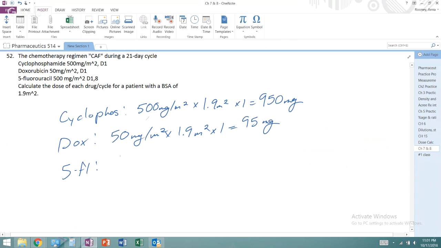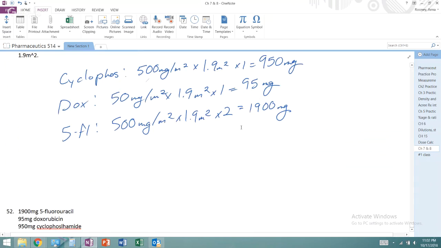And then 5-fluorouracil is 500 milligrams per meter squared times 1.9 meters squared. However, this is 2 days. So 2 days is 1900 milligrams, because you just take this one and you just double it. So there you go. That's it. That's all of them. Got that right. Yep. So everything's right.